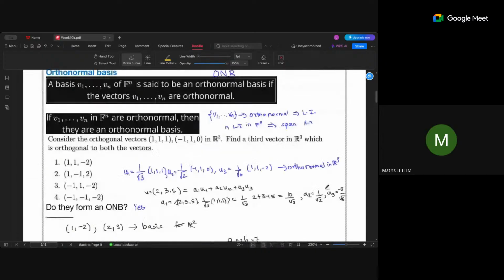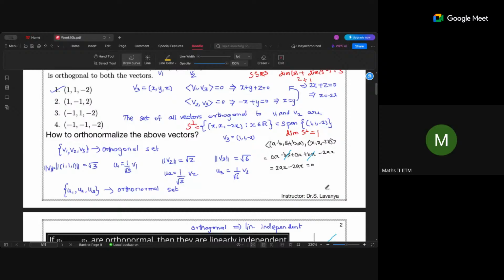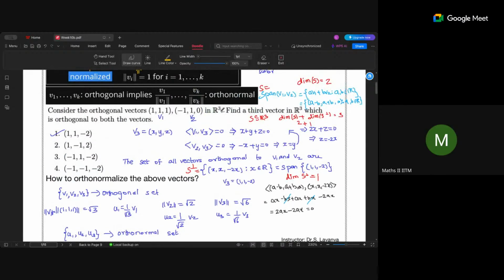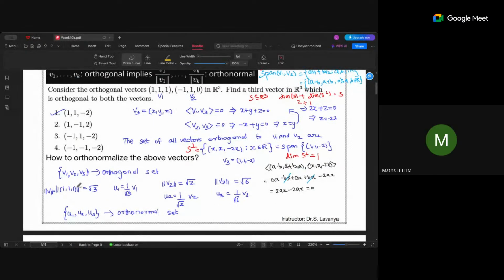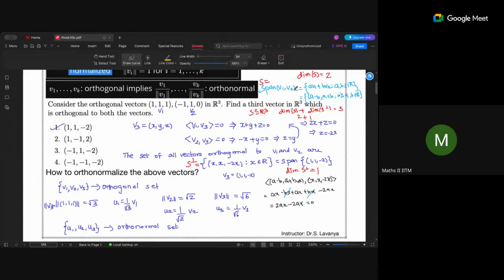Let me show it with an example, then it will be more clear. Take this one. For example here, (1, 1, 1), (-1, 1, 0), this is a basis for S. Now we can extend the basis of this to a basis of R3 by including this vector here. Now this will form an orthogonal basis for R3. Then we can orthonormalize them in this way. So we have an orthonormal basis for R3, where this is an orthogonal basis for S.